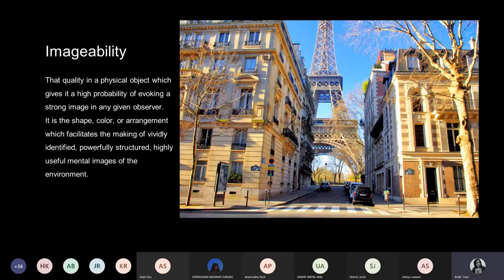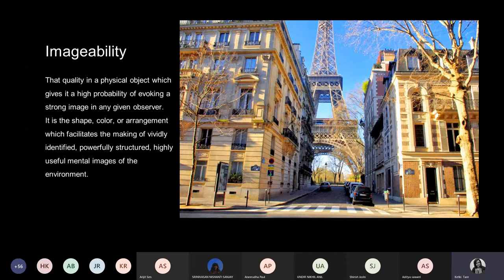So imageability is that quality in a physical object which gives it a high probability of evoking a strong image in any given observer. If you're looking at this image of the Eiffel Tower, there are these boulevards and avenues which lead you to this particular monument, and it is a point of reference. That is also the kind of mental image that you carry when you're moving through the city, and it is the monument which you continuously refer to or orient yourself with, right? So you're constantly referring to the tower, probably locating it when you're moving around, just to understand which direction you're walking into, or which area you are probably walking into. So that becomes a point of reference for you.